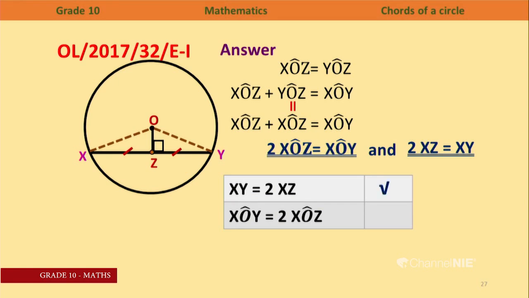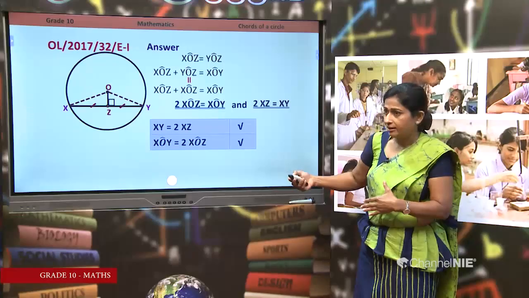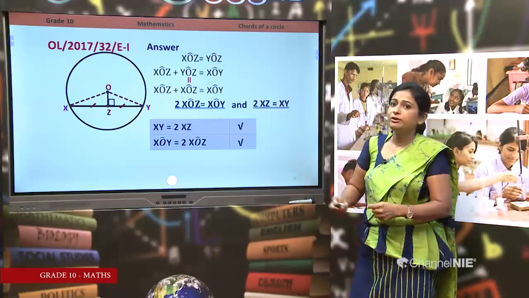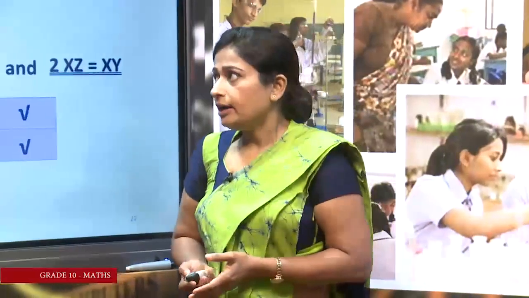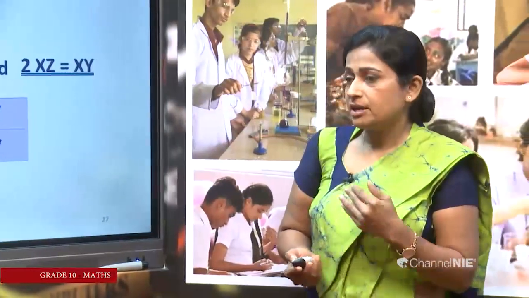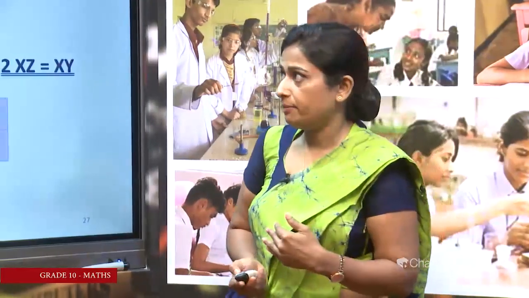They are correct. So this is the first paper sum. No need to do it like this, I just explained that, but by looking at the diagram you can understand it if you know the theorem well. Okay. So here I am going to do another sum that came in the 2016 paper.